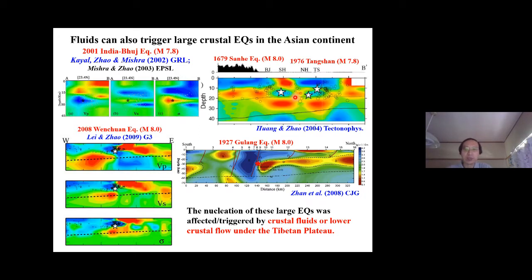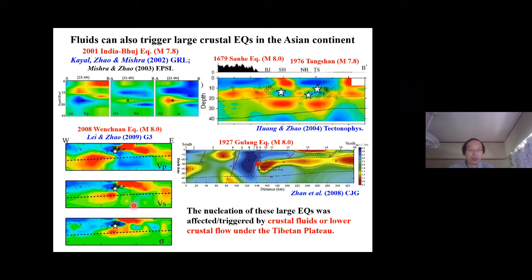This figure shows the image in the Beijing area, in Northeast China. These are big events: one occurred in 1679 with a magnitude of 8.0, and this one shows the magnitude 7.8 1976 Tangshan earthquake, which caused huge damage to society. We also found the low velocity anomaly in the lower crust beneath the hypocenters of these large earthquakes.